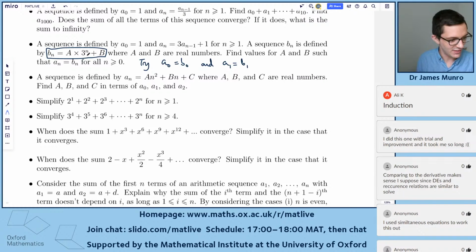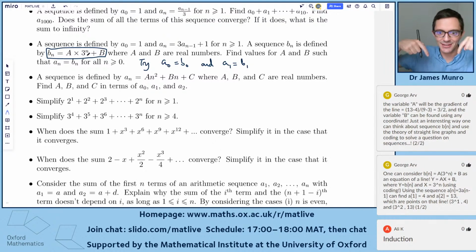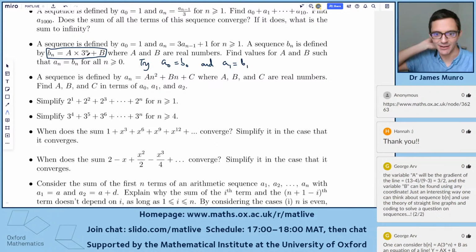You can consider this like the equation of a line, and then there's some stuff. Oh my word, George has got parallels with other sorts of maths going on. Thank you, George. And somebody's put a link to the MAT Livestream page as well. Good. Right.